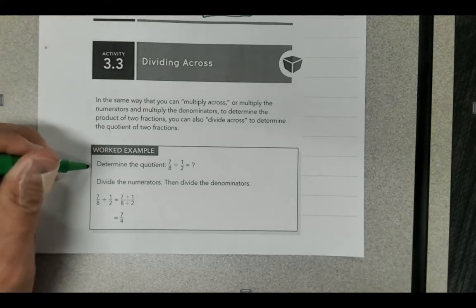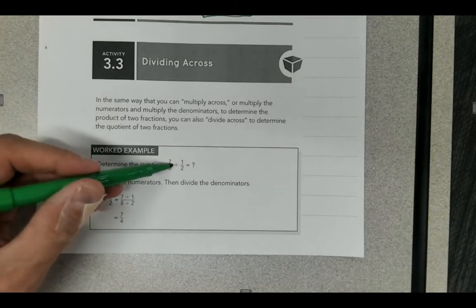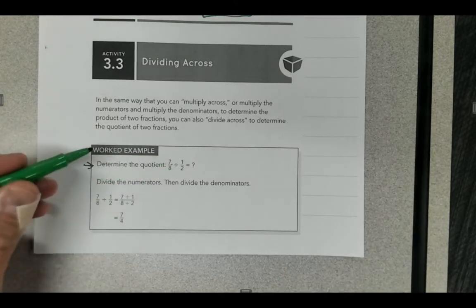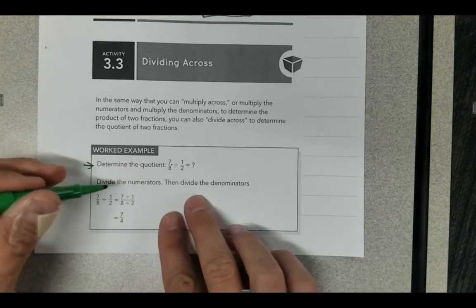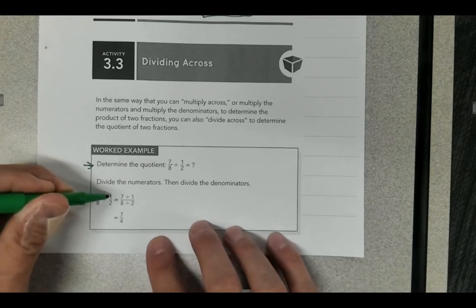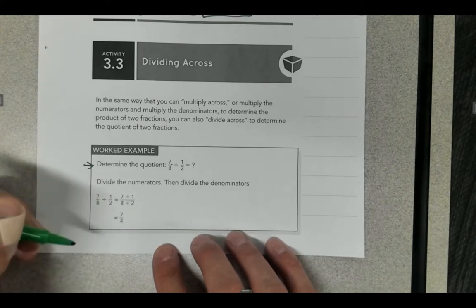Okay, so if I look at my first worked example here, determine the quotient of 7/8 divided by 1/2. So this one works. Okay, a lot of them don't. Divide the numerators, then divide the denominators. 7 divided by 1 is going to be 7. 8 divided by 2 is going to be 4. And so we do get that answer.